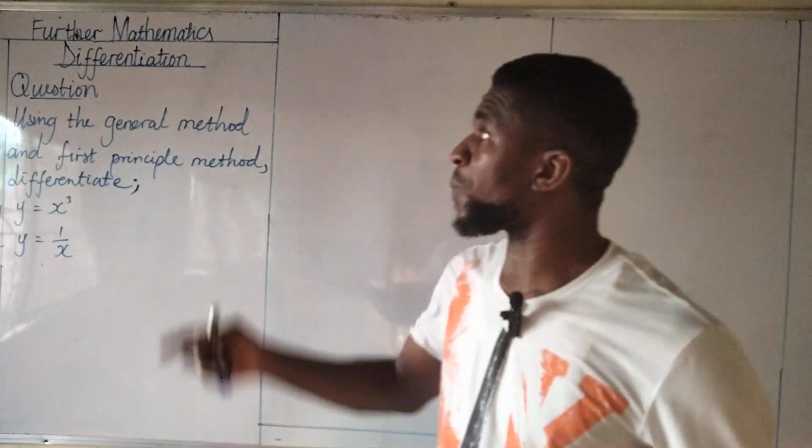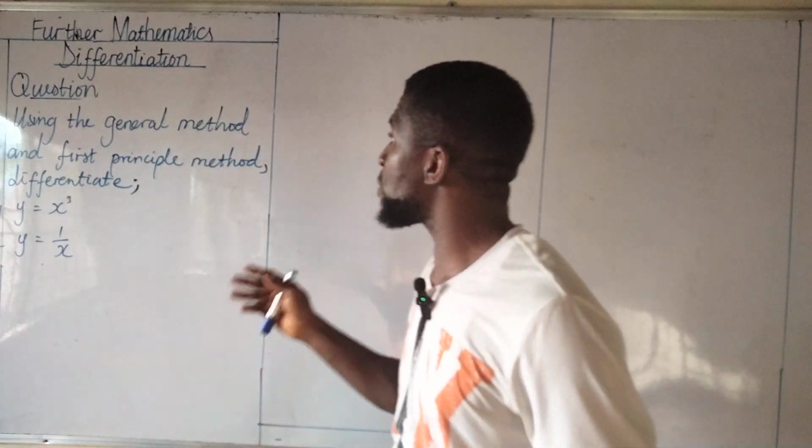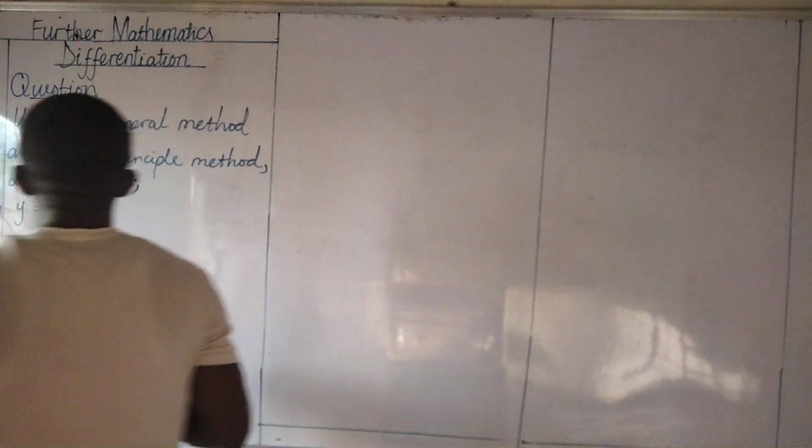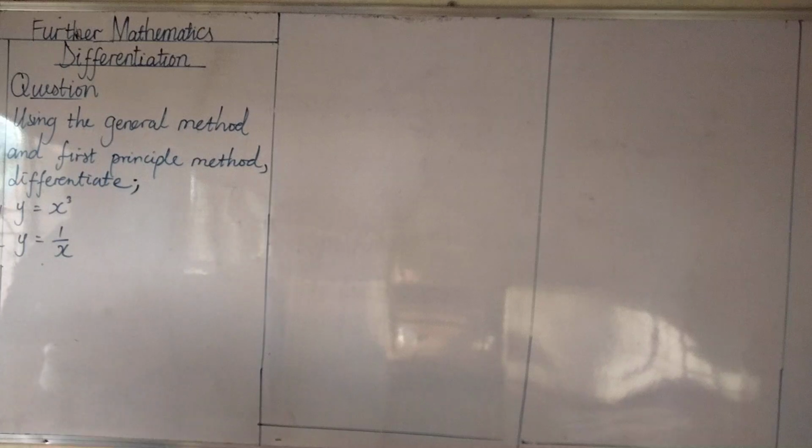We have the topic on the board which says differentiation, and the question is there for us to solve. Let's solve this question. Using the general method and the first principle method, differentiate. Question number 1, y equal to x raised to the power 3, and question number 2, y equal to 1 over x. Solution.